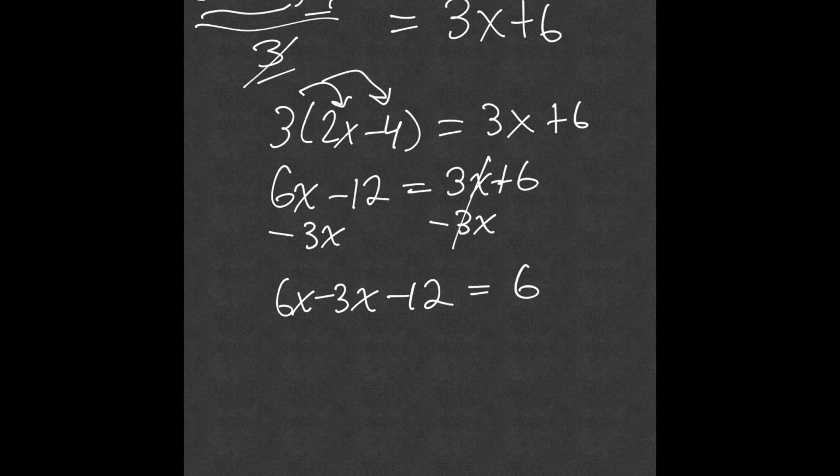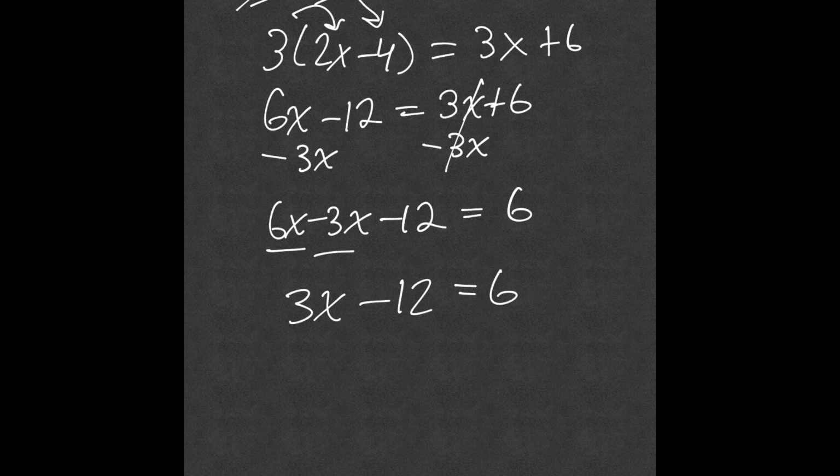Well, if I have 6 x's and I have minus 3 x's, then it's the same as saying to take away 3 x's from my 6 x's. So I'm left with just 3 x's. Now I'm close to solving this equation. I just have to get rid of this minus 12 by adding 12 on both sides. These cancel out. I have 3x is equal to 18.